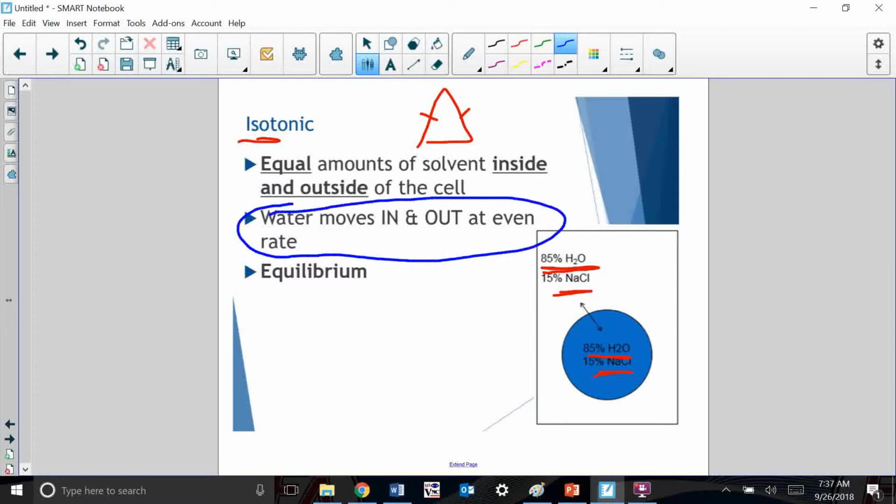It's just moving in and out at the same pace, right? That's like me saying, hey, I kick somebody out of the room and I drag someone from the hallway in. I still have the same number of children in the classroom. It's just a different mix, right? In isotonic environments, the cell's already at equilibrium. You hear the word equal there. Equal amounts of everything on both sides. However, you have movement in and out of the cell.